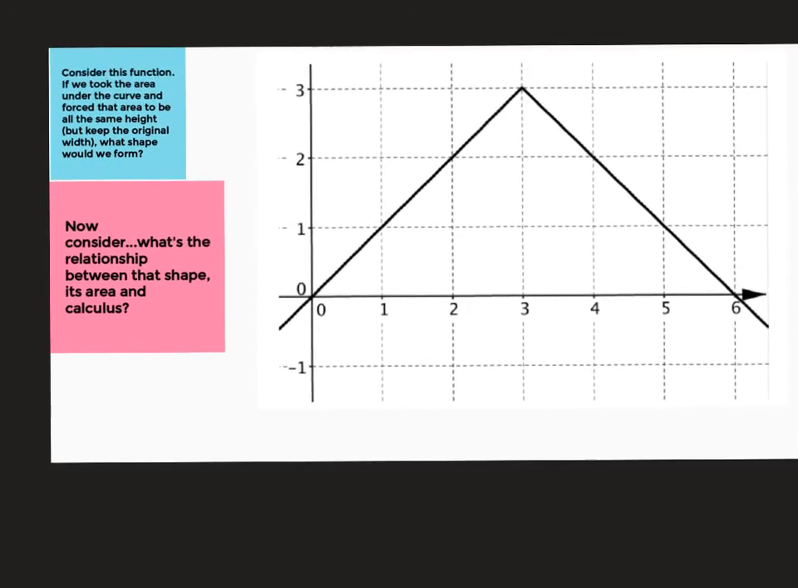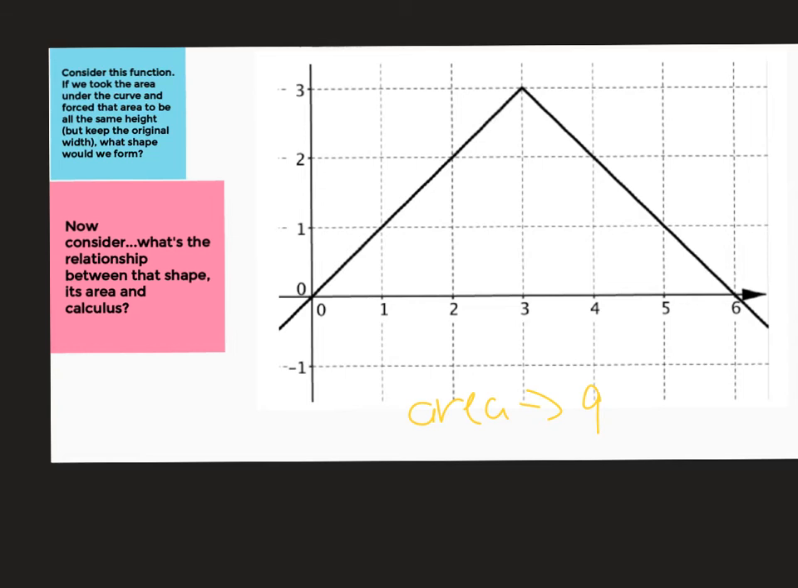Consider this function. If we took the area under the curve, forced the area to be all the same height, what shape would we form? Okay, so the area under the curve, let's find that. Area is 6 by 3, so that's 18, 9, because it's a triangle.